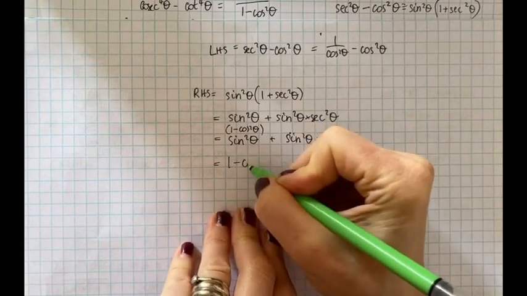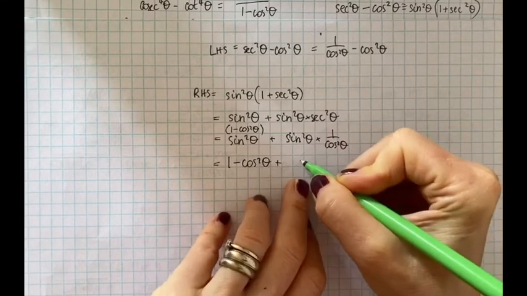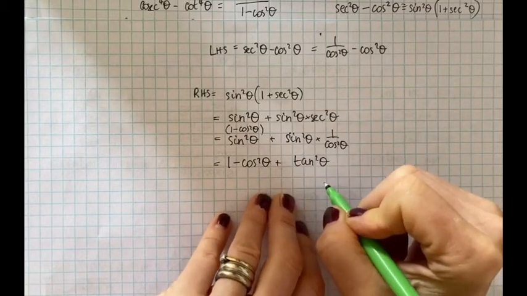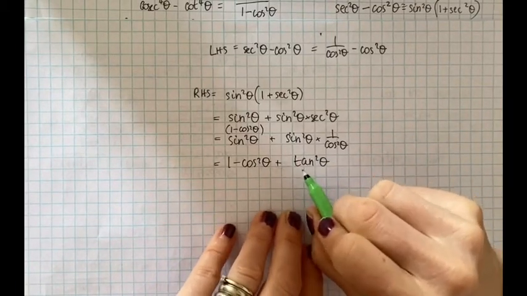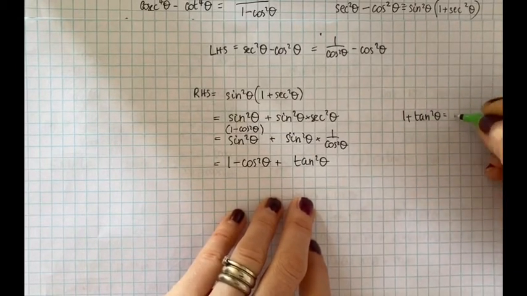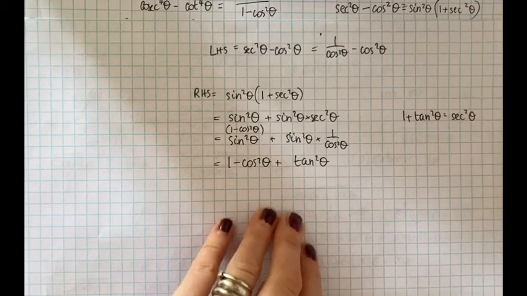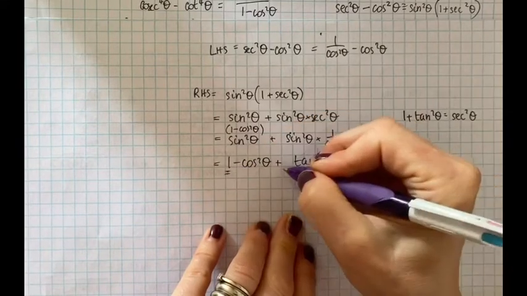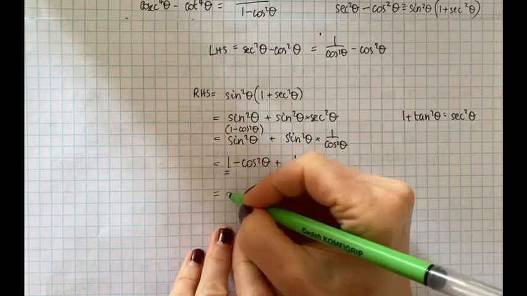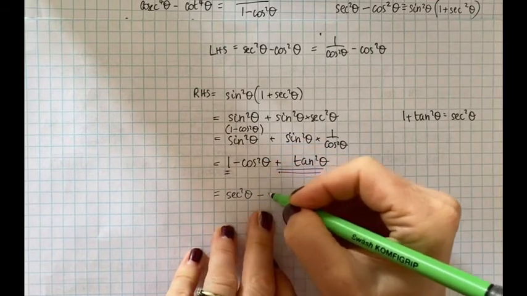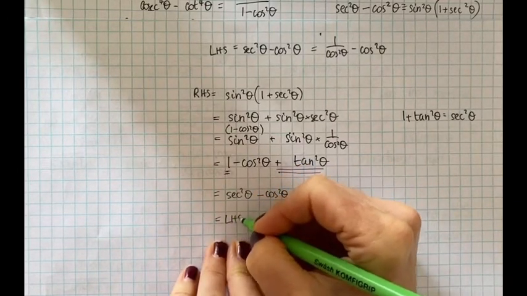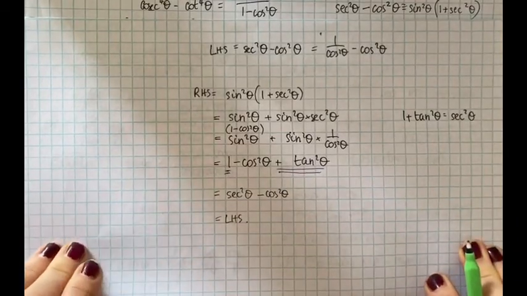So you've got 1 minus cos squared theta plus tan squared theta. And guess what? I don't need to do much now because I've spotted that 1 plus tan squared, our identity, can be replaced with sec squared theta. And I have got 1 plus tan squared here. So using that, I can replace it with sec squared theta, and I've got cos squared minus cos squared theta there already. So this is the left-hand side. So that's quite a tricky example.